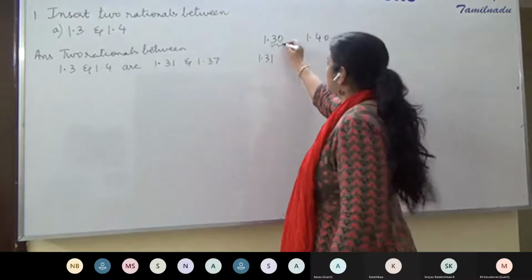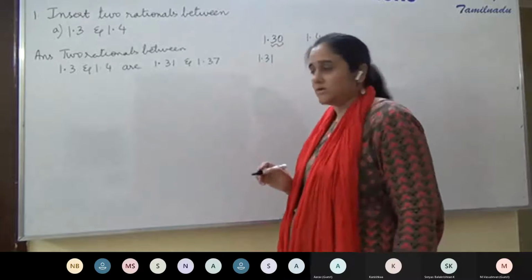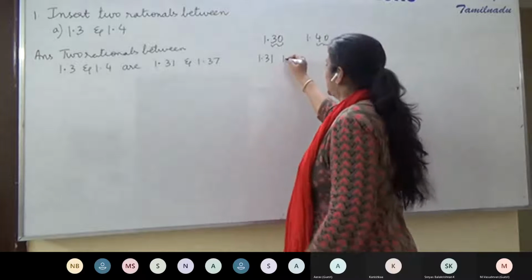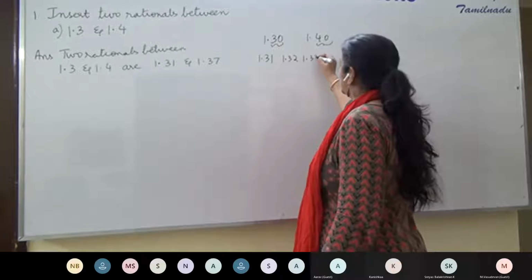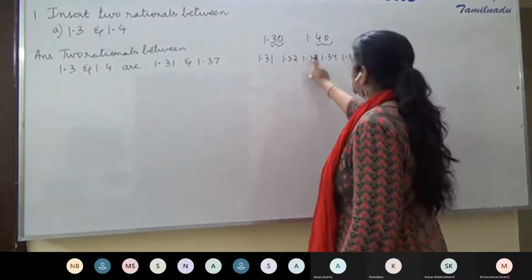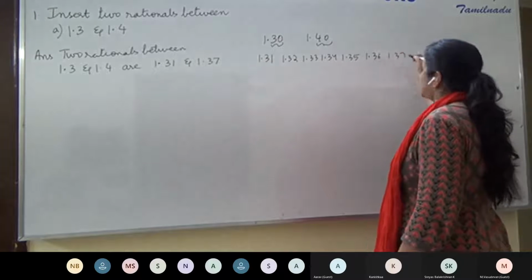1.30, right? Look at this is 30 and this one is 40. 1.30 and 1.40. So numbers between 30 and 40: 1.31, 1.32, 1.33, 1.34, 1.35, 1.36, 1.37.